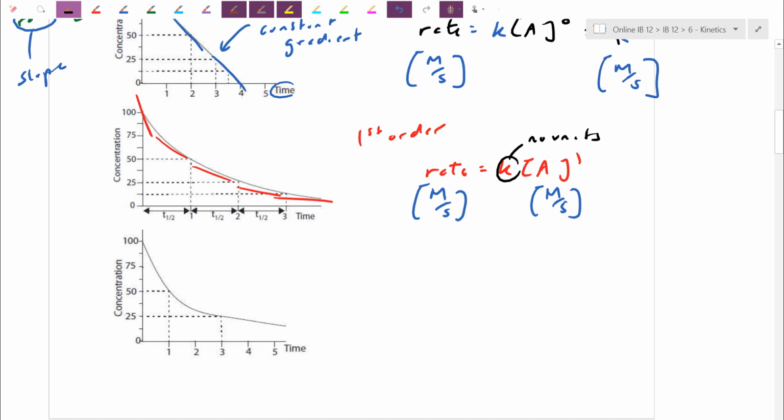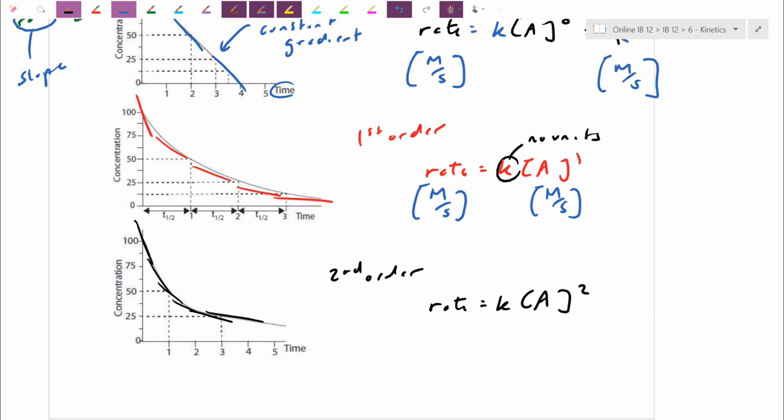A second order graph here would also depend on concentration. At first, the steepness is very, very dramatic. The speed changes really, really quickly at first, but then as I step forward in time, it gets less and less. So in this case it's dropping quicker at the beginning. That's the second order reaction. The rate is proportional to whatever chemical squared.